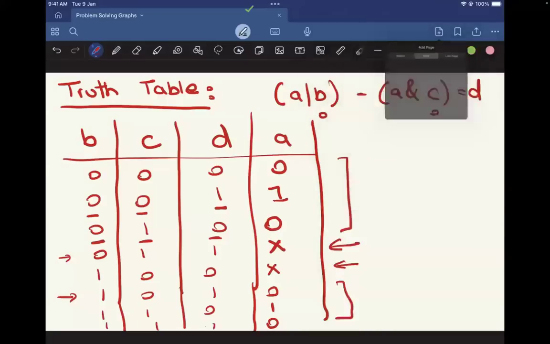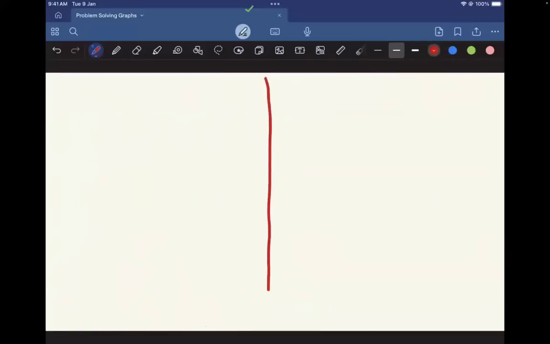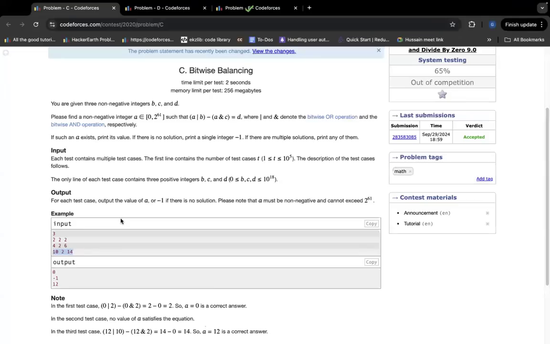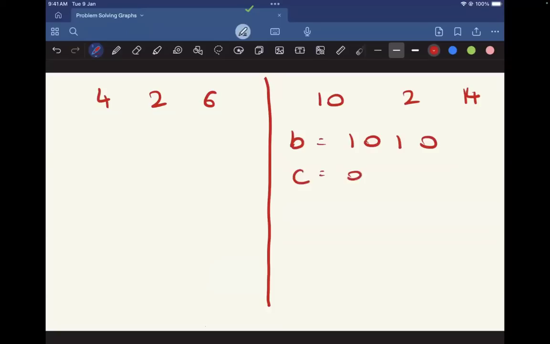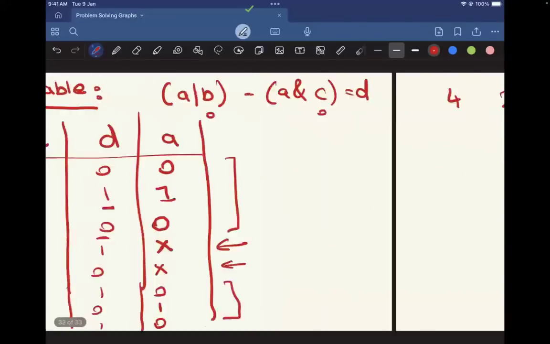So let's take the bottom two examples and solve them. Okay. So let's take 4 to 6 and 10 to 14. So 4 to 6 and 10 to 14. Okay. So let's write 10 in binary, 2 in binary, and so B is equal to 1, 0, 1, 0. C is equal to 0, 0, 1, 0. And D is equal to 1, 1, 1, 0. Yes or no? So we'll just look at the corresponding truth table values.